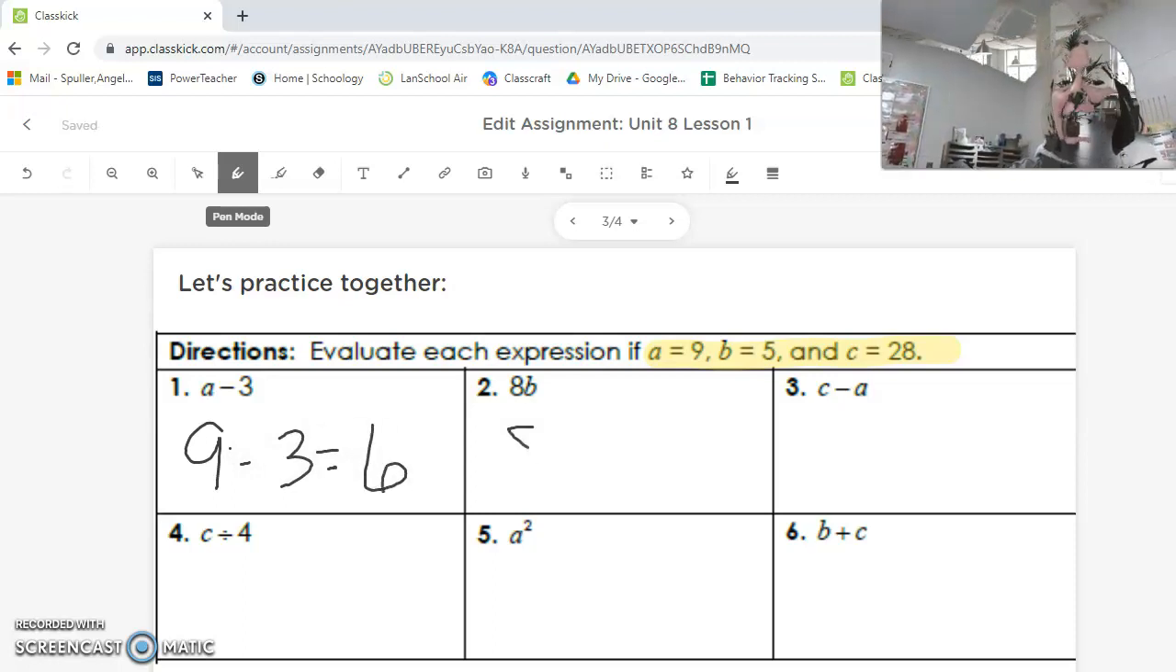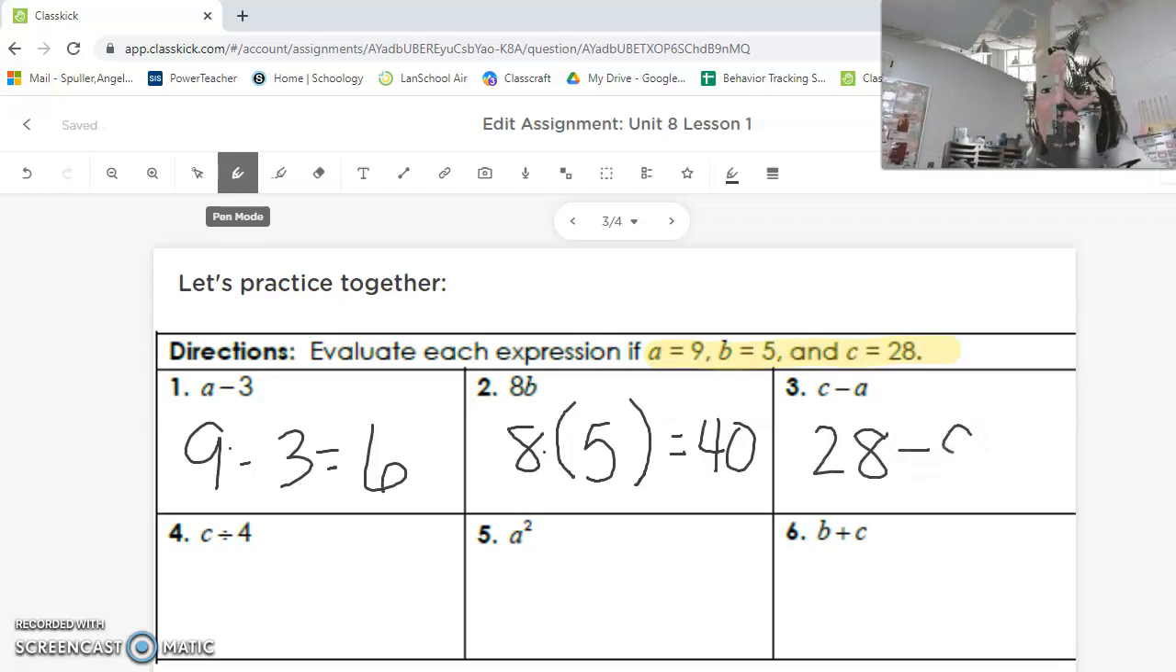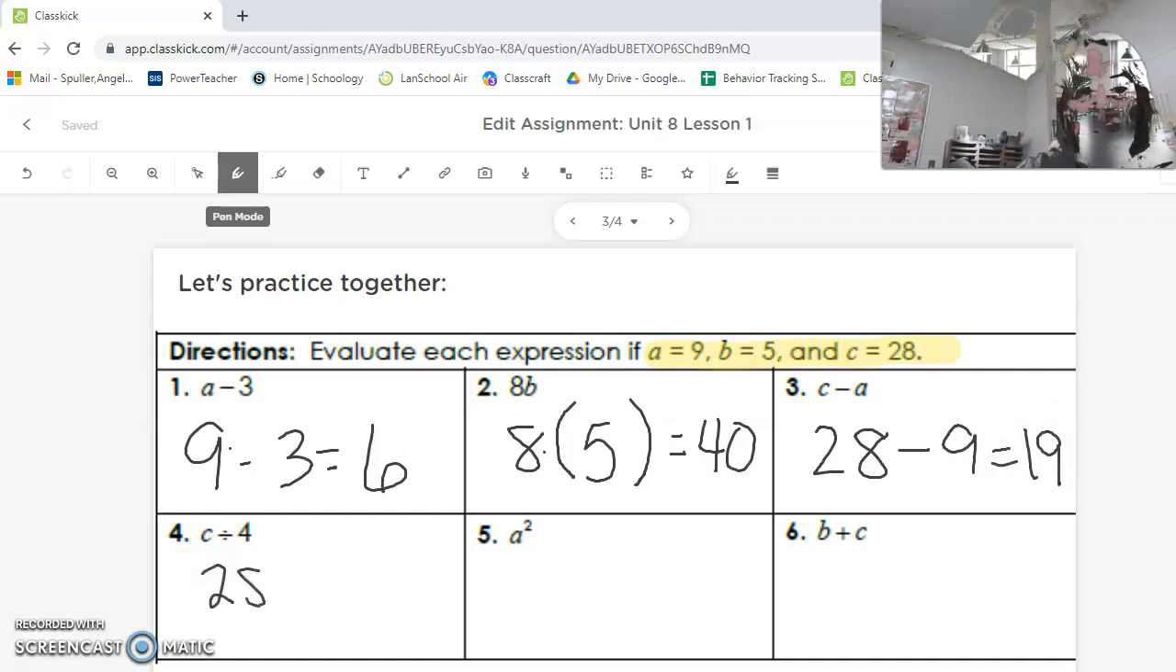Okay, 8b. When we have a variable right next to a number, it means 8 times b. 8 times 5 equals 40. Let's put that dot there to remind us. Okay, c is equal to 28 minus a, which is 9, which will get me 19. Okay, c is 28 divided by 4 equals 7.